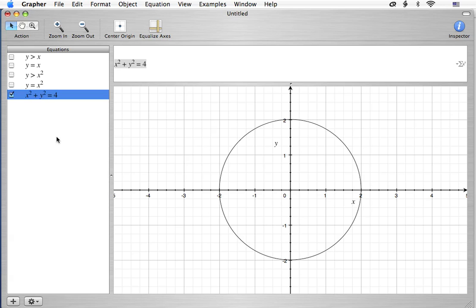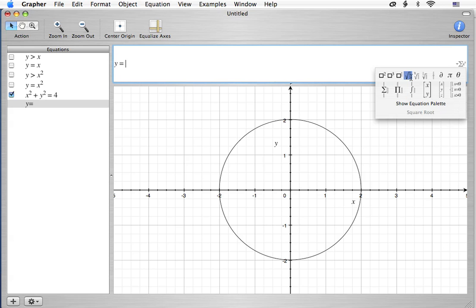So if I was going to dash this, what do I got to do? Well, I've got to do the old thing that we would previously do before. We would have to solve this for y. So this would be y equals the square root, and this is our little separate, I guess they call it the equation palette. It gives you everything that's there.